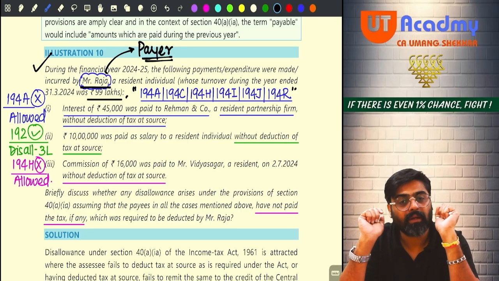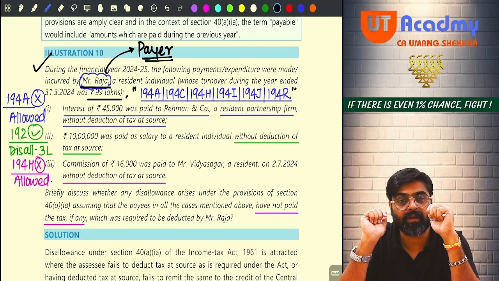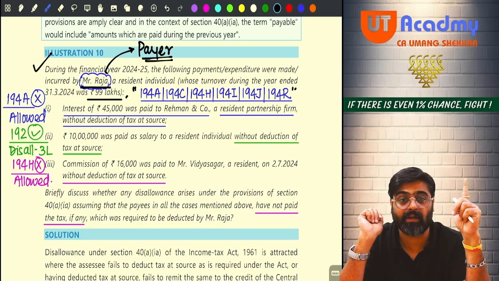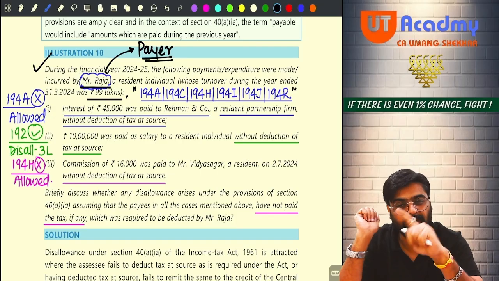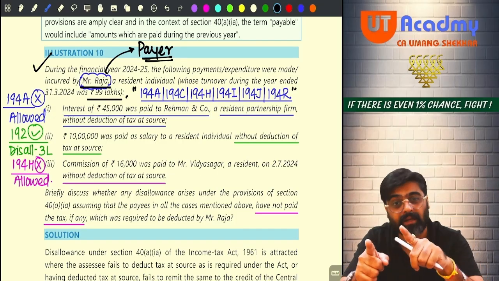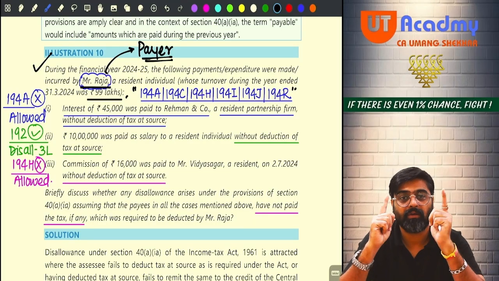How much is that salary? Sir, 10 lakhs, sir. Is the amount more than the basic exemption limit of that person? Yes, sir. Are you liable to deduct TDS? Yes, sir. At the time of payment or credit, whichever is earlier? No. At the time of making the payment of that salary. But did you deduct that TDS? No. The TDS under section 192, you are liable to deduct in this case. But did you deduct? No.